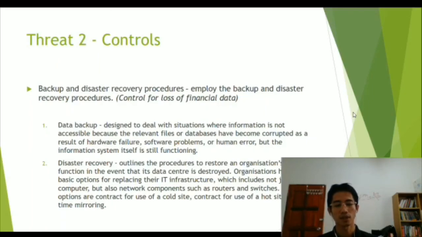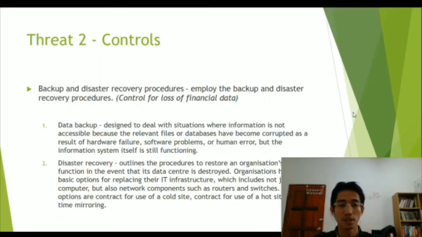So basically, if there is a flood, which will cause the hardware to break, and the company has made a data backup of the information into the cloud, the information can still be read in the future through the internet in the cloud, even though the hardware is already broken. So this is how data backup works.